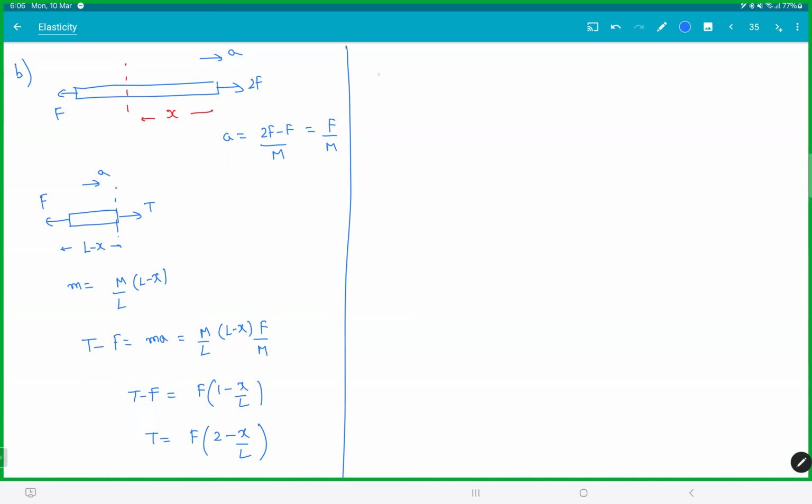Once you got the tension, the elongation is the integral of tension T of x dx by AY. Get this? Can you find elongation and energy? I'll give you a minute. It's just brute force integration. There's nothing to think about now.